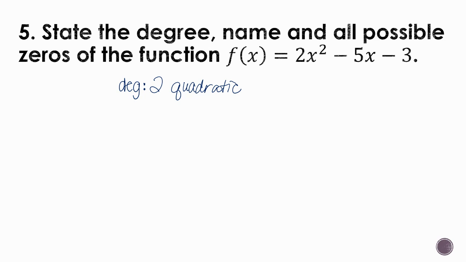Now, to find all of the possible roots, we're going to take all of the factors of p, which is 3, plus or minus 1, plus or minus 3, and divide them by all the factors of q, which is 2.